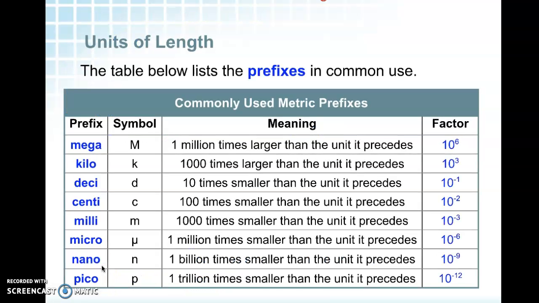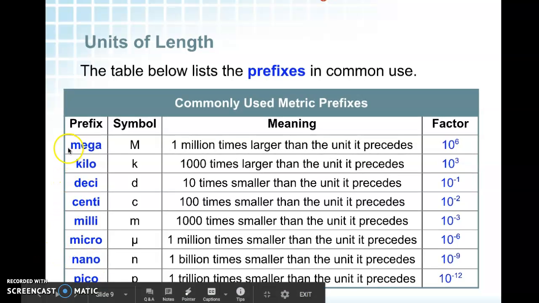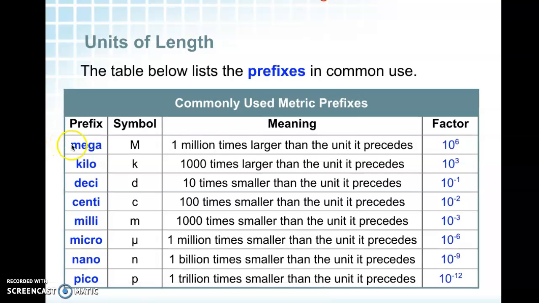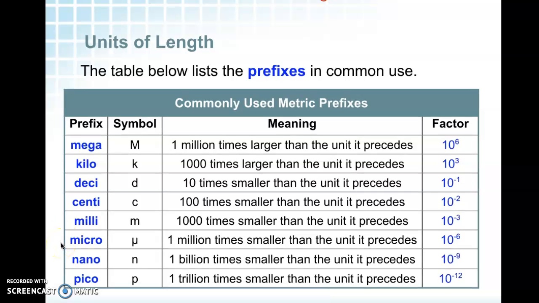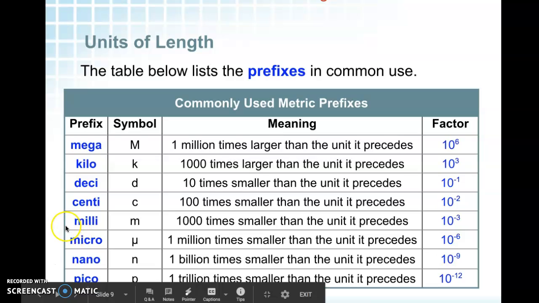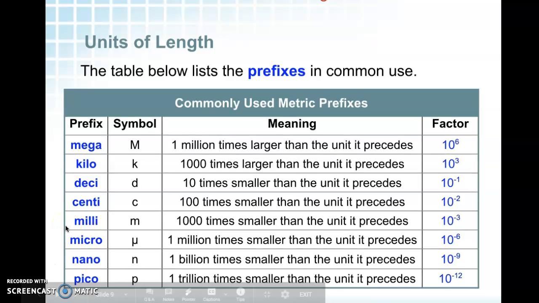Now, along with those that were already listed, you also want to know some of these, such as mega, which is 1,000,000 times larger than the unit it precedes, or 10 to the 6th. And then kilo, deci, centi, milli were all listed on the previous slide. But you also want to know micro, nano, and pico. Micro is 1,000,000th, nano is 1,000,000,000th, and pico is 1,000,000,000,000th of the unit it precedes. Those aren't used very often, but you still want to be aware of them.